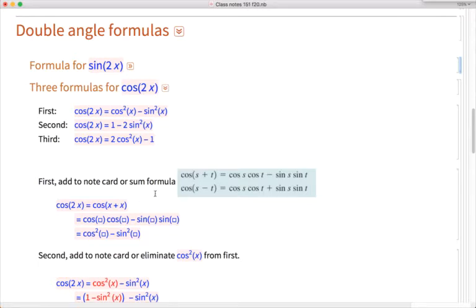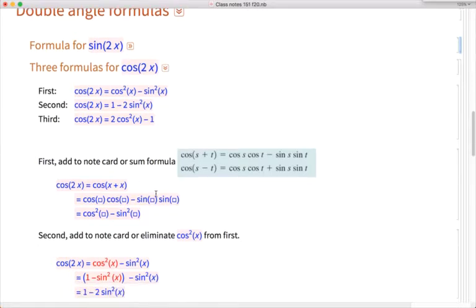Just a quick look at where these formulas come from. Again, the idea is to take cosine 2x and write it as cosine of x plus x, and then use the formula for cosine of s plus t. Both s and t are x's. So we just fill in the x's, and sure enough, we get cosine squared minus sine squared.